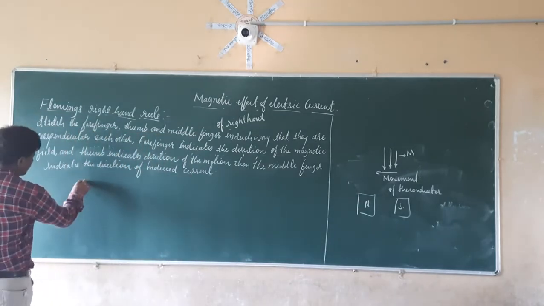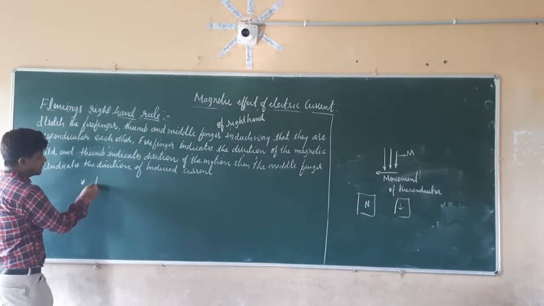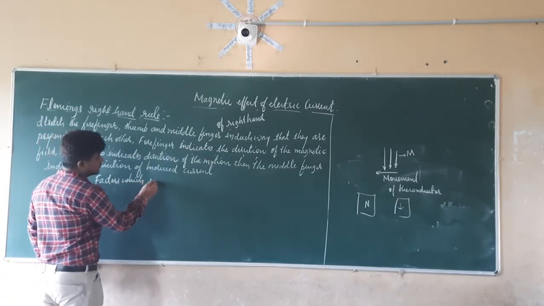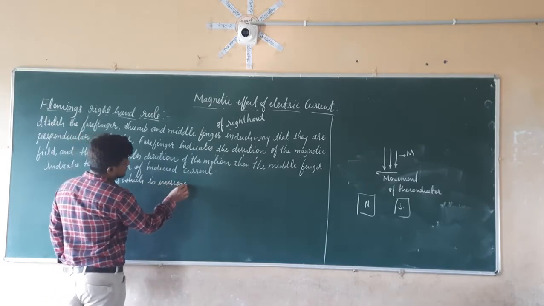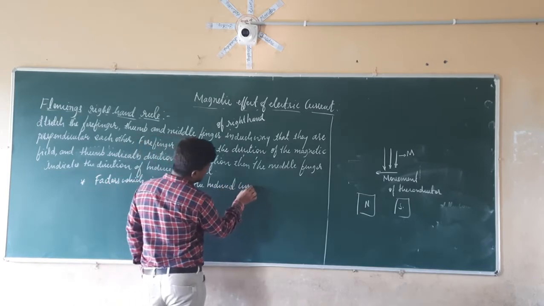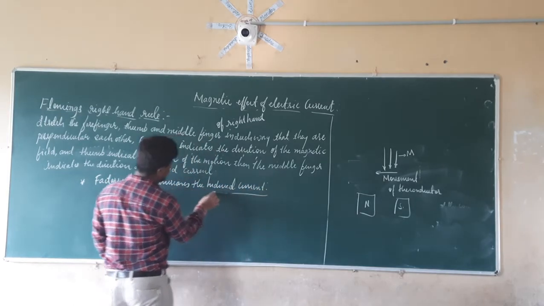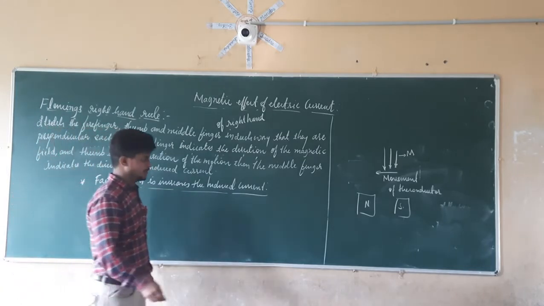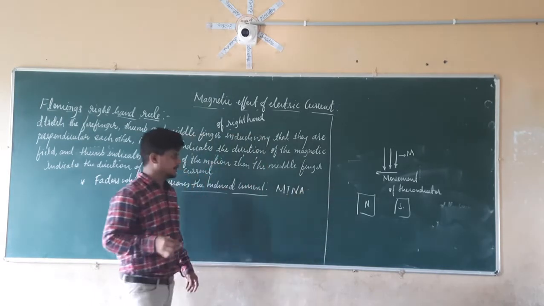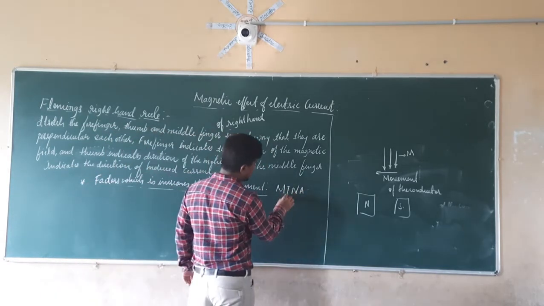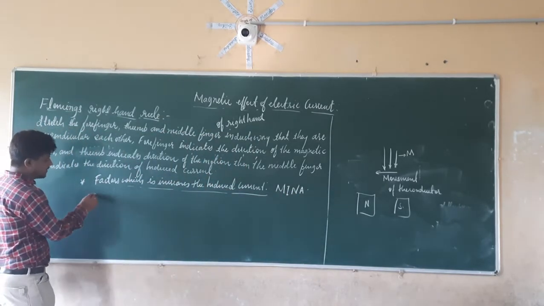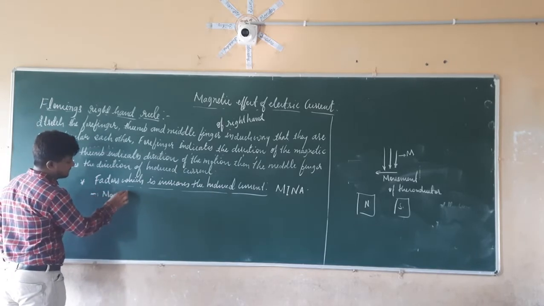So how are we going to increase the factors which increase the induced current? You have to remember this here. By this we are going to identify the factors which increase the induced current. So what is the first factor? By increasing the magnetic field.